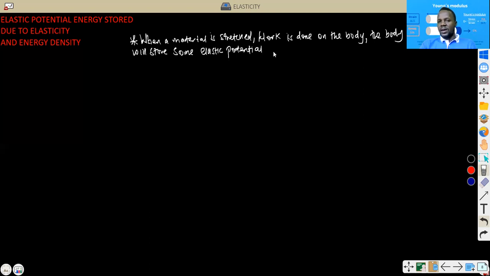Some elastic potential energy. Students should keep this at the back of their mind: when work is done on a body, whether a material, wire, or string, it is going to store elastic potential energy. You know from early classes that potential energy is the energy that is being stored. Some people will say energy due to position. Yes, you are right. So a wire can also behave like a string, because when it is stretched, it stores potential energy.